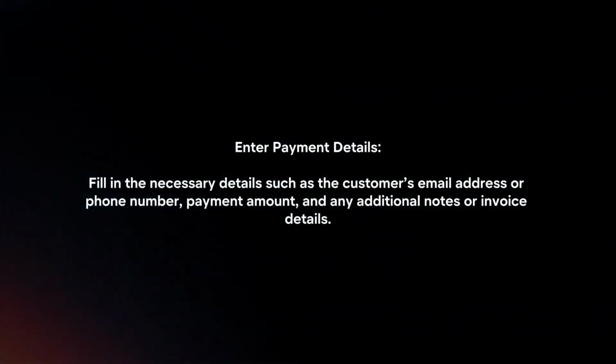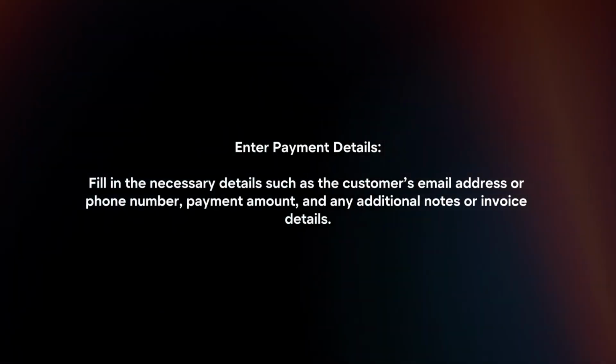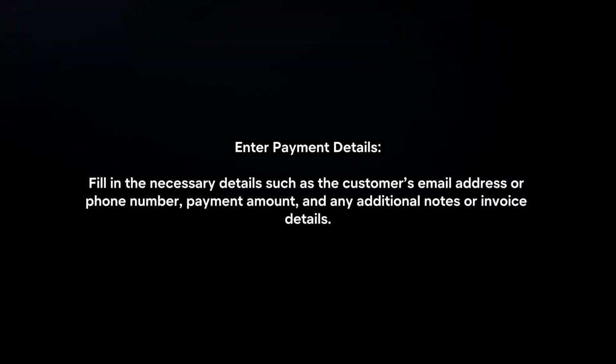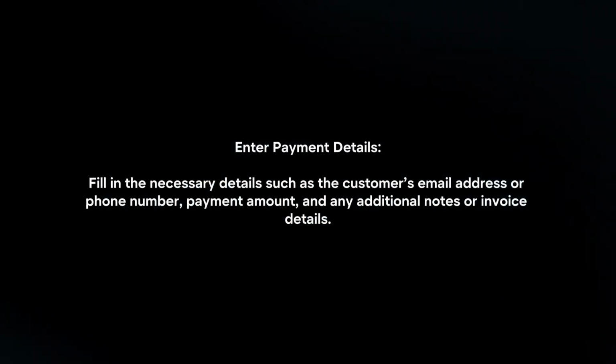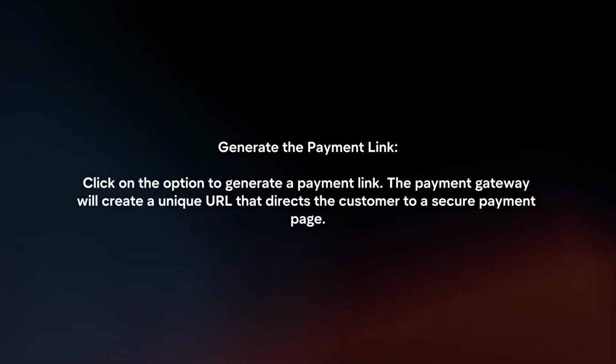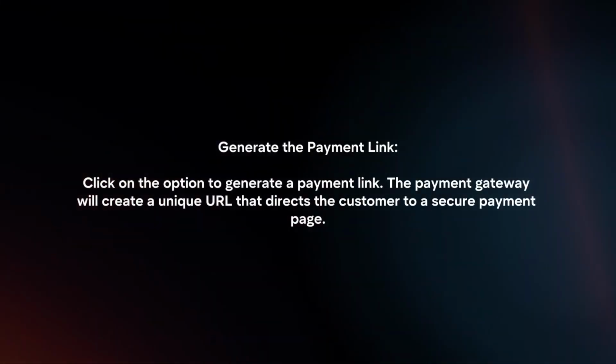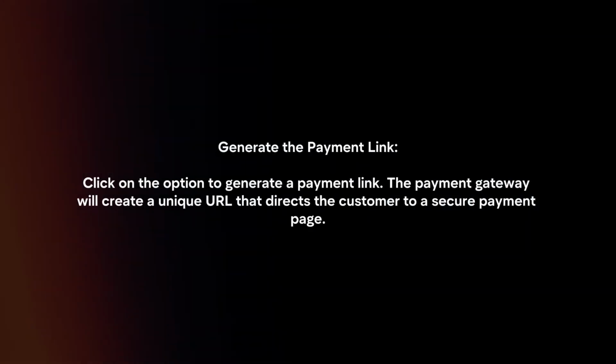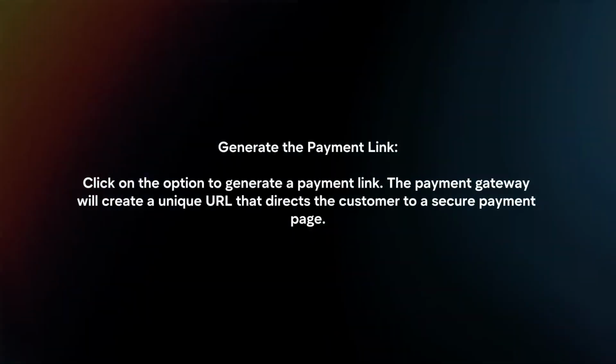Enter payment details. Fill in the necessary details such as the customer's email address or phone number, payment amount, and any additional notes or invoice details. Generate the payment link. Click on the option to generate the payment link. The payment gateway will create a unique URL that directs the customer to a secure payment page.